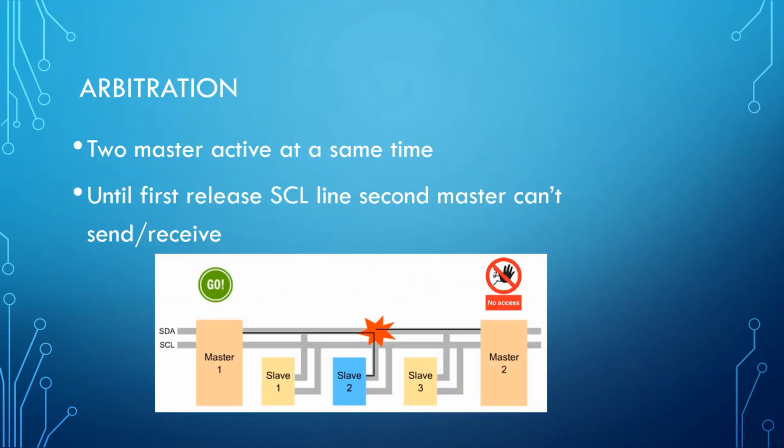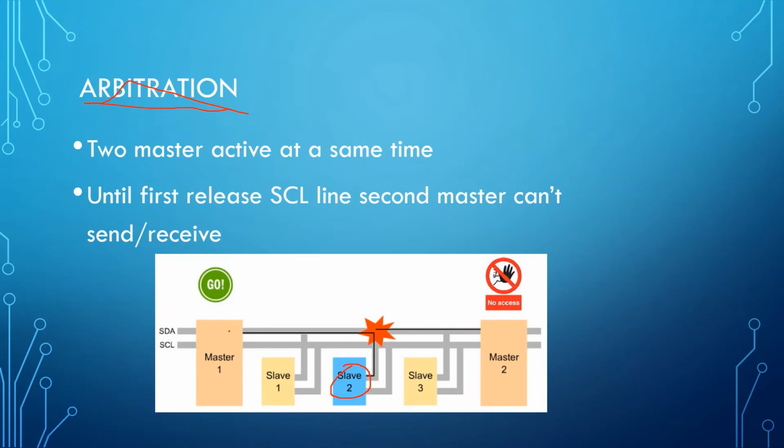Similarly, we can see there is arbitration happening in I2C. So we can see what is meant by arbitration. When master 1 and master 2 try to access the information from the same slave, which is slave 2, at the same time, then only one master can access the slave, which depends on the arbitration. Means at the same time, two masters cannot access the same slave. This is defined by the arbitration.